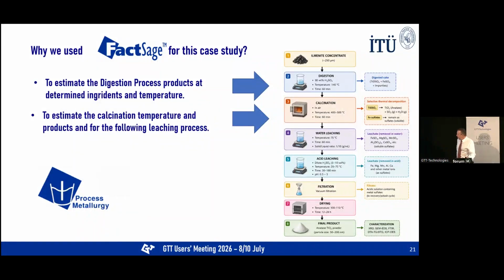Well, okay, why do we use FactSage for this case study? Of course, we use it for Pourbaix diagrams, but especially we just focus on the calcination and digestion process in this case. First, we use FactSage to predict the product formed during sulfuric acid digestion, and then we use it to determine the optimum calcination temperature, predict sulfide decomposition, and identify the products before the leaching process.